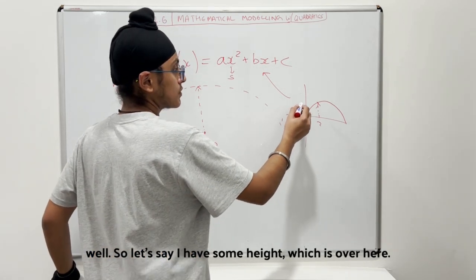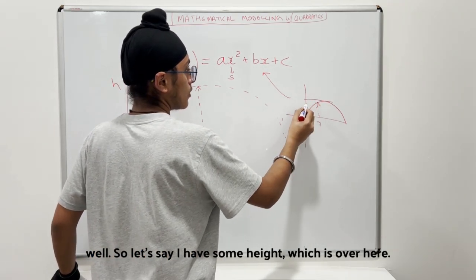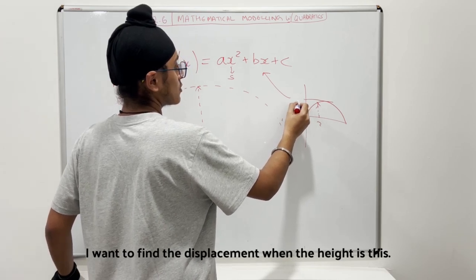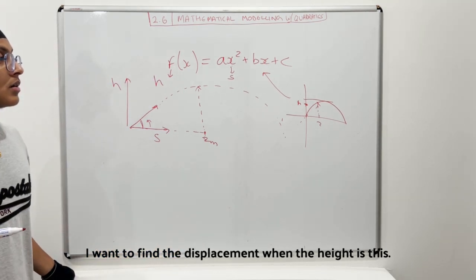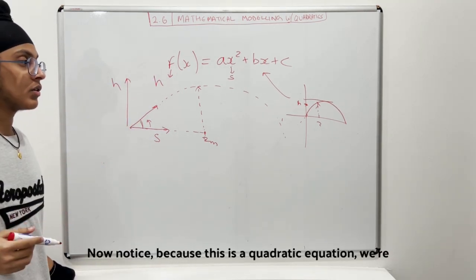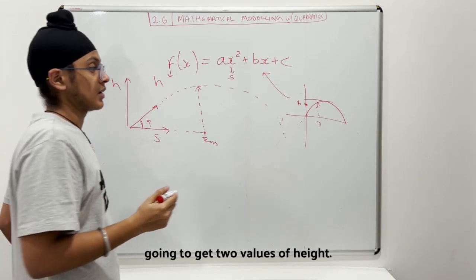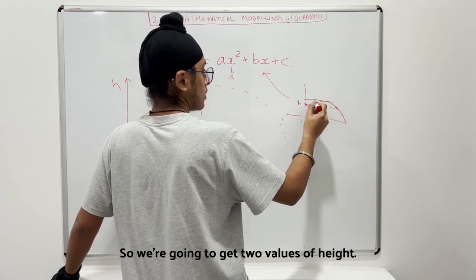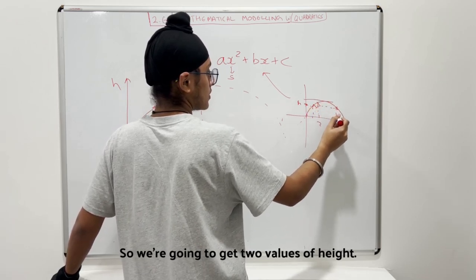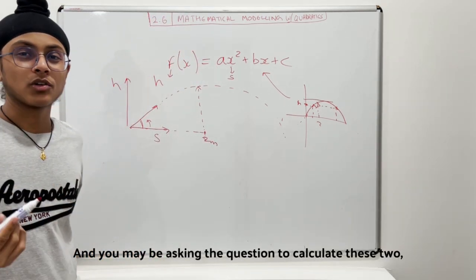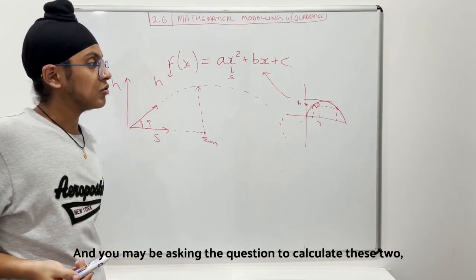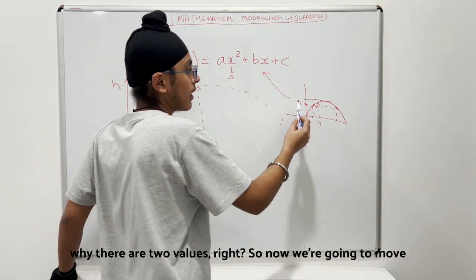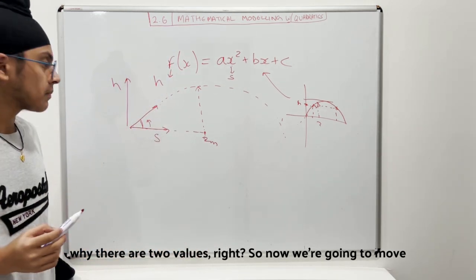So let's say I have some height which is over here. I'm going to find the displacement when the height is this. Now notice, because this is a quadratic equation, we're going to get two values of displacement, and you may be asking the question to calculate these two, or use the bigger one or use the smaller one, but you know why there are two values, right?